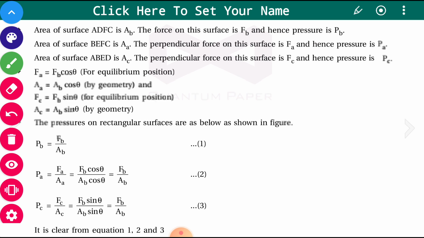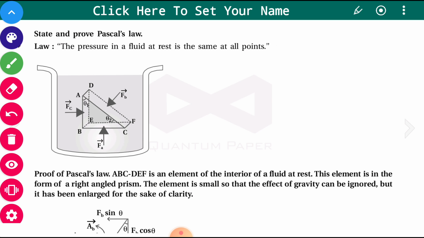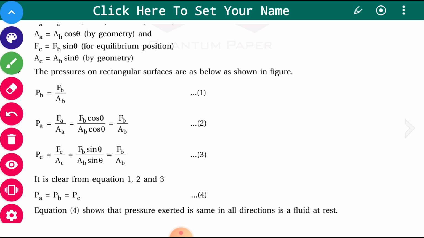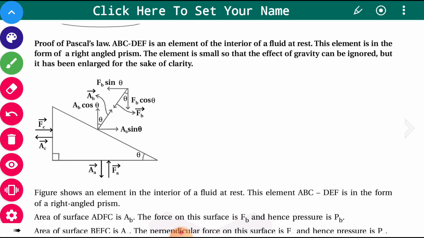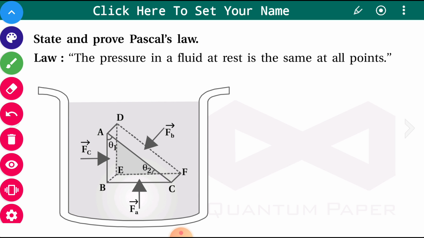So all the forces and areas are divided so that you get the same pressure: PB as FB upon AB, PA also FB upon AB, and PC, that is the pressure on the C surface, also FB upon AB. So we can say that the pressure in a fluid at rest is the same at all points, and hence the law is proved. By taking the geometry and the figure into consideration and different components of area and force, we can easily show the law, which is nothing but that the pressure in a fluid at rest is the same at all points. Okay, thank you very much.